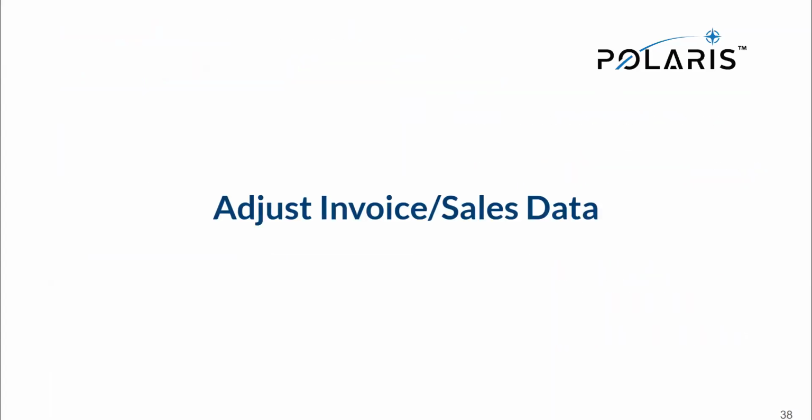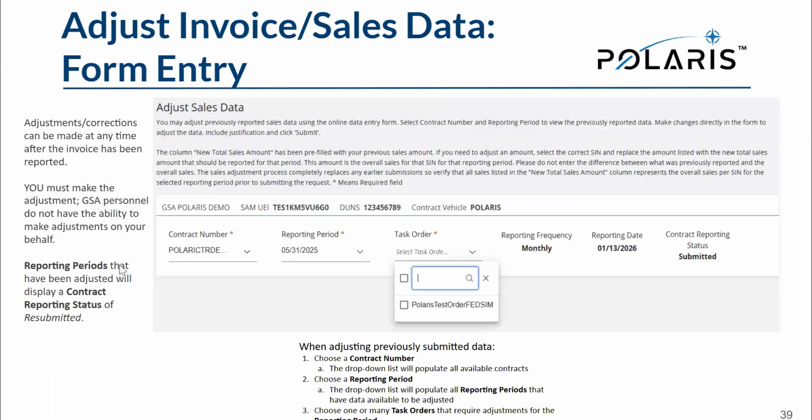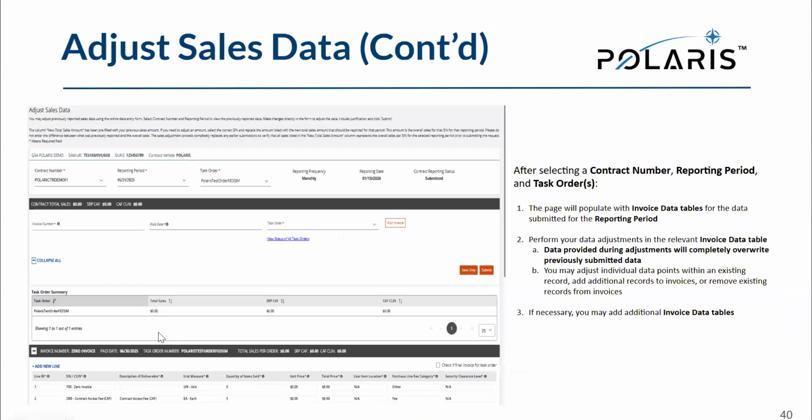Now I will go over how to make changes to an invoice. You can adjust invoice data at any time. Go to the reporting menu on the left-hand side and select Adjust Data. You'll select your contract number, reporting period, and task order. The page will populate with invoice data tables for the data already submitted for that reporting period.